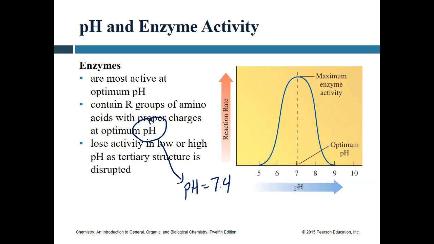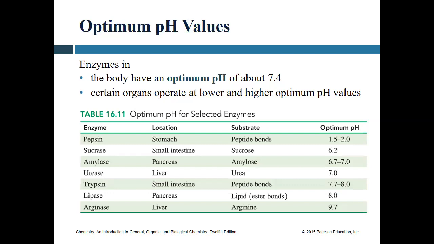Pepsin and your other digestive enzymes, they don't run at pH 7.4. The reason they don't run at pH 7.4 is because your stomach isn't pH 7.4. Your stomach's pH 2. And so those digestive enzymes have an optimum pH that matches the environment inside of your stomach and your digestive system. And so you can see it's not a one-size-fits-all kind of determination. Each one of these optimum pH values really does have an impact based on where it is.